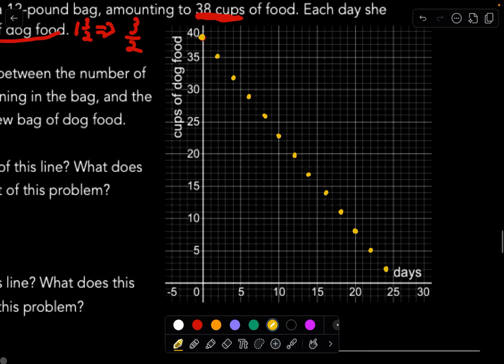And that's more or less all I can do, right? Because I could go down 1, 2, 3 to the right, 1, 2, and put another dot there. And then we can connect the dots with a line.